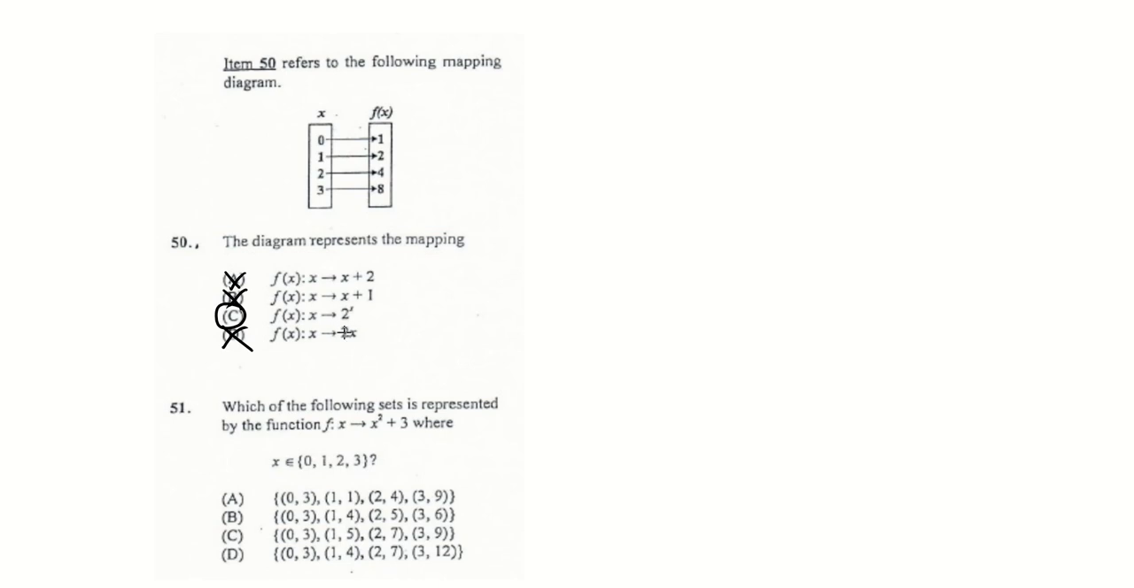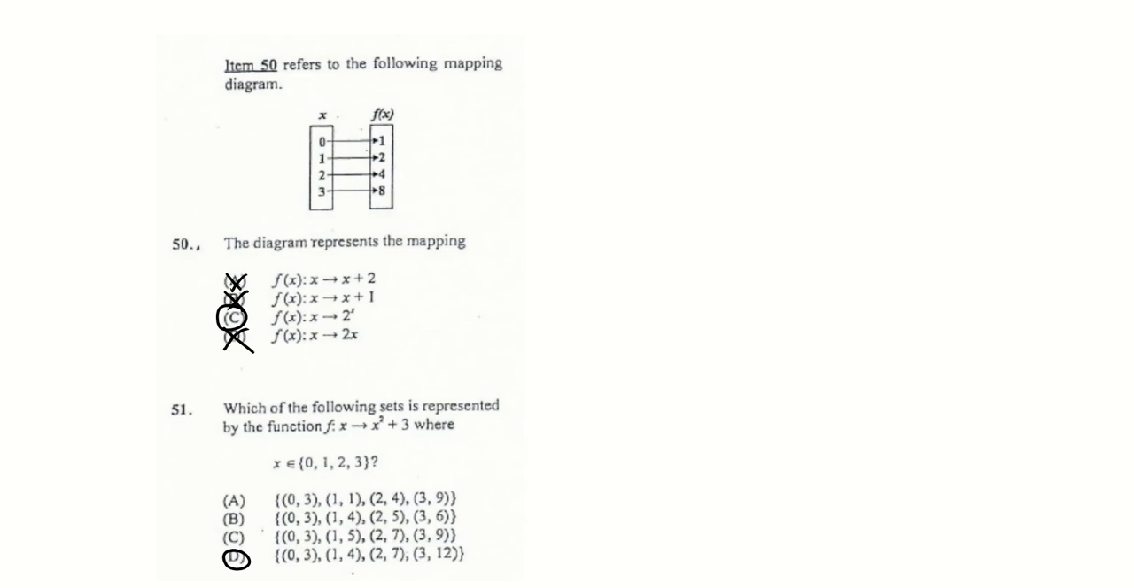Right? 2 to the power of 3 is 8, 2 to the power of 2 is 4, 2 to the power of 1 is 2, anything to the power of 0 is 1, so the answer is C. Right, this one is a repeated question. You're looking for 0, 3, 1, 4, and 2, 7. So that's D, right?